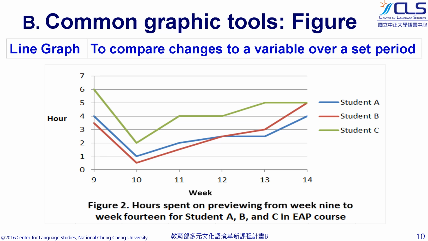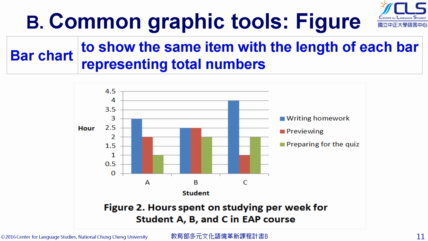Now, let's look at figures. We can use line graphs to compare changes through a time period. For example, Figure 2 compares different hours spent on previewing for 3 students from week 9 to week 14. Next, the bar charts are used to show the same item. As shown in Figure 2, the 3 students spent different hours on writing homework, previewing, and preparing for the quiz.